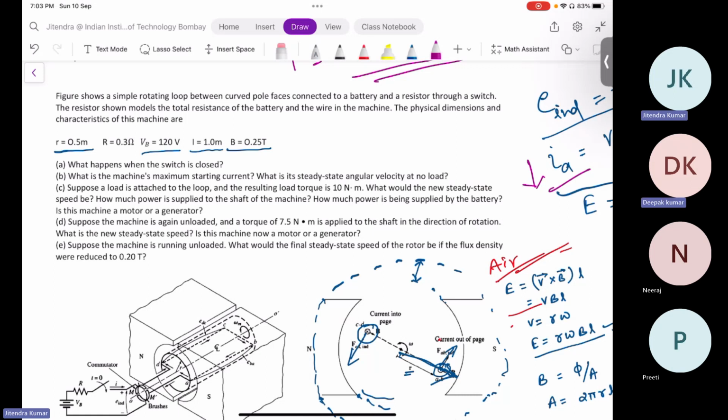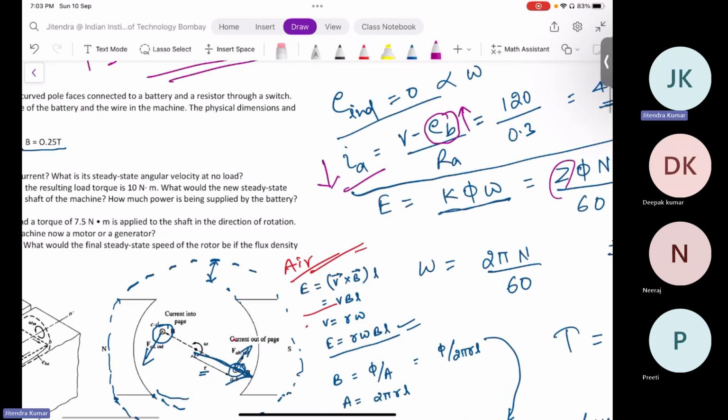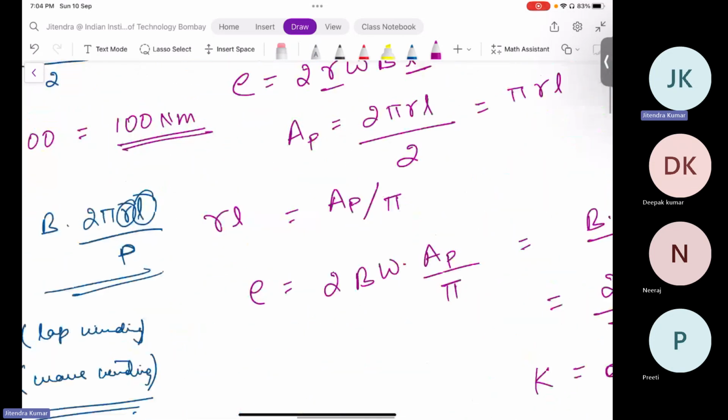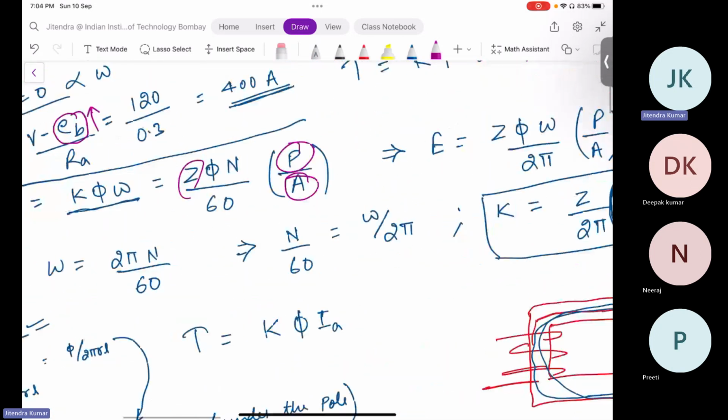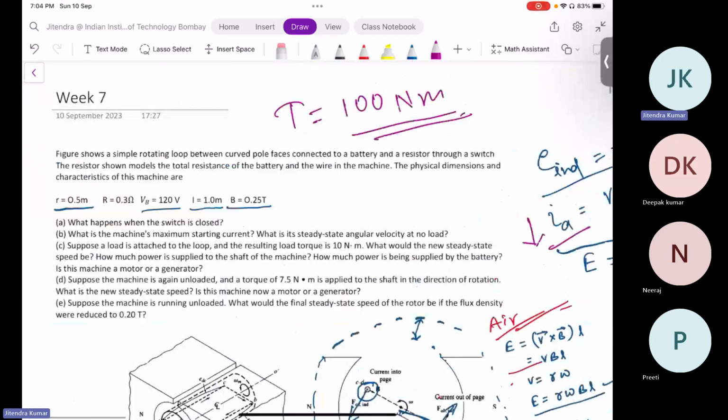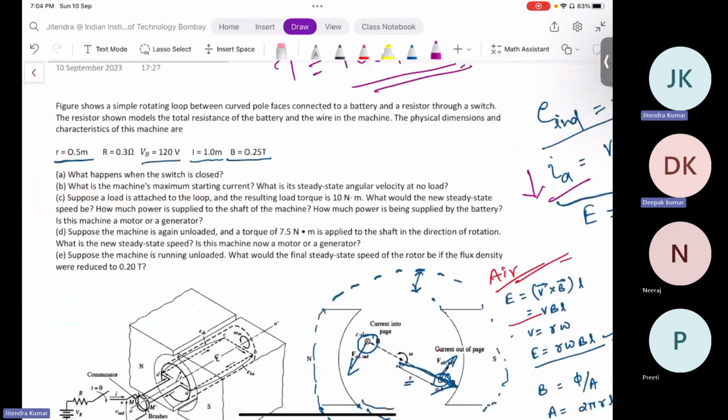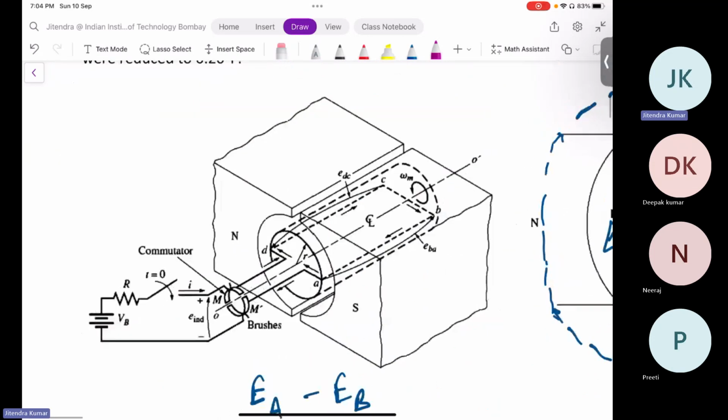So induced EMF. What will be the value of induced EMF here? I will let you read the problem. What will be the value of induced EMF in this problem at no load? You see this circuit carefully. What will happen to the induced EMF?